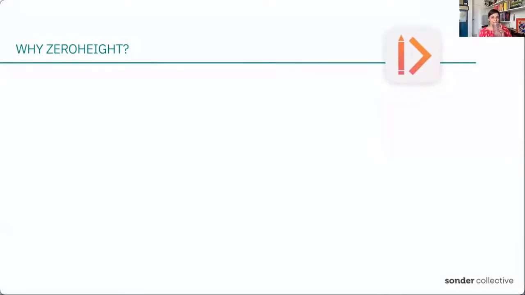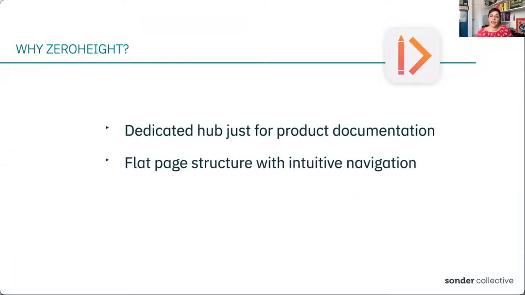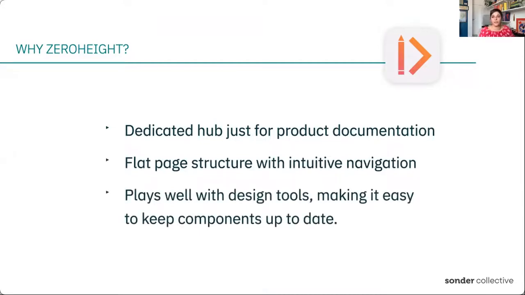You might have seen that I was showing it to you on a different website from our current product documentation. This is Zero Height. It is a tool that is specifically built for documenting design systems and product specs. And that's the one that we decided to use because it has a few advantages over our current tools. This will be a dedicated hub just for product documentation to explain how OpenMRS 3 works and what you can do with it.